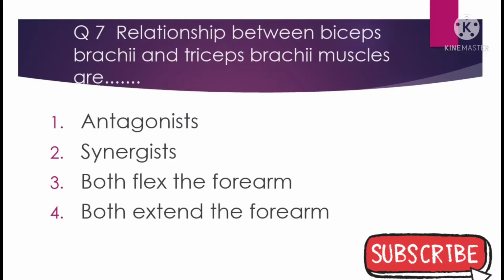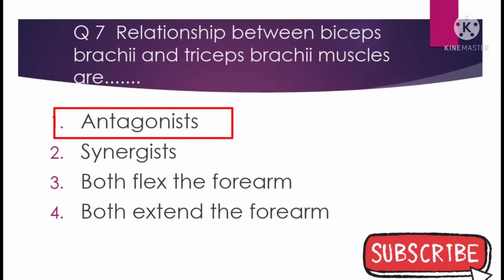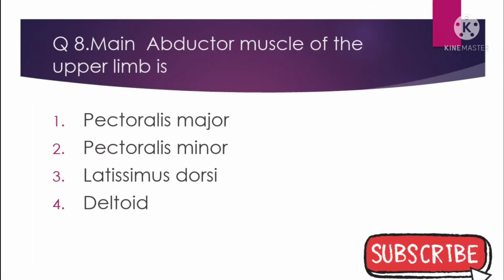Question number 7: Relationship between biceps brachii and triceps brachii muscles is... Right answer is antagonist. Question number 8: Main abductor muscle of the upper limb is... Right answer is deltoid muscle.